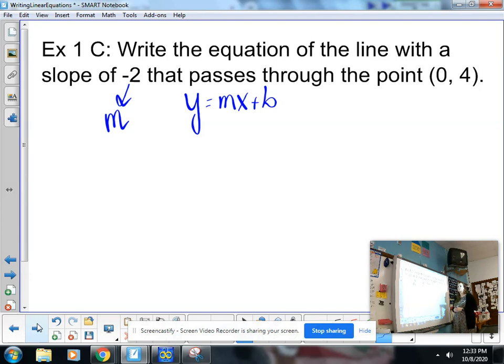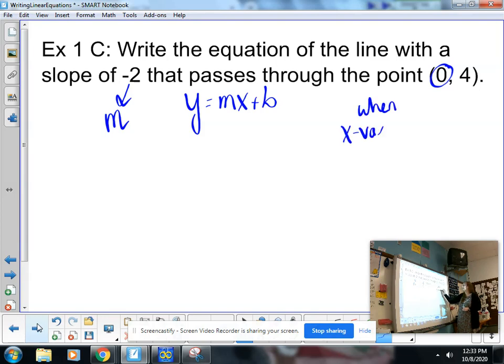And you have to be careful, because most of the time when they give you a point, that point is just going to be a regular point on the line. There's not going to be anything special about it. But this point is special. And that's because of the 0 in the x position.